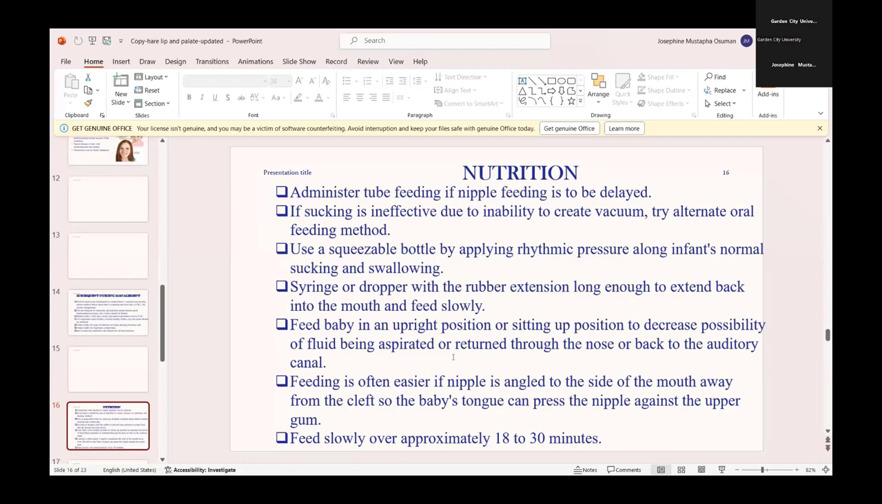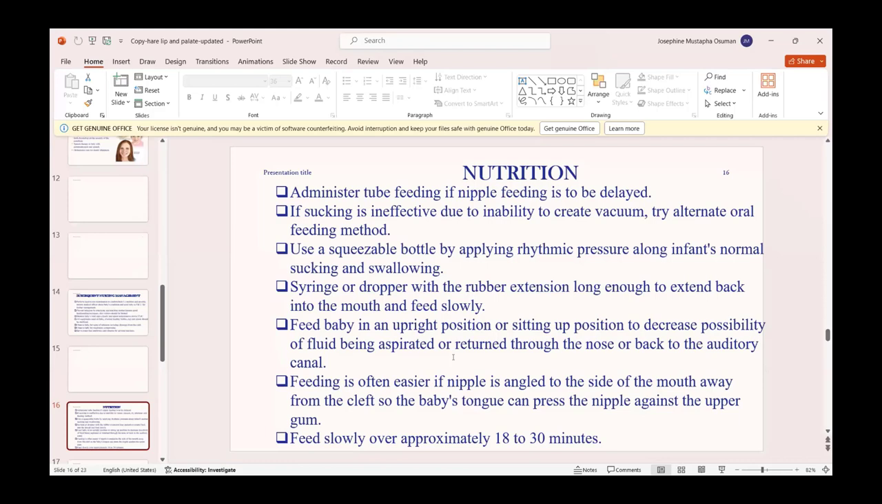Feeding is often easier if the nipple is angled to the side of the mouth, away from the cleft, so that the baby's tongue can press the nipple against the upper gum. The cleft is always at the medial side of the mouth. So when you turn the baby to the side and angle the nipple to the side, the baby will be able to suck at the corner of the mouth. So the baby can use the gum to suction the breast milk out.